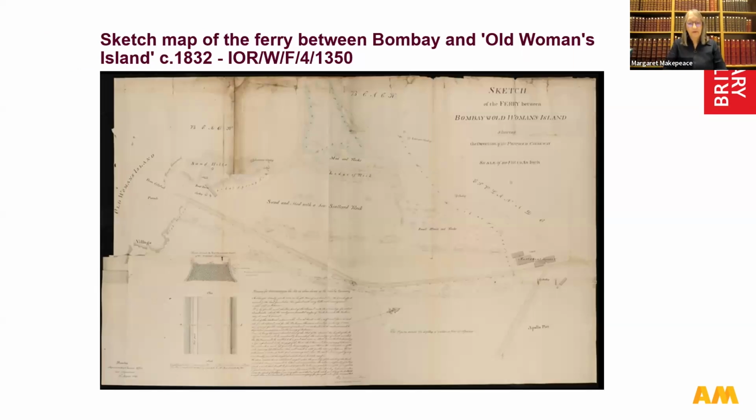The papers of the Board of Control include visual materials, as well as copies of administrative papers and correspondence. Here is a sketch map of the ferry between Bombay and Old Woman's Island. This is part of a file concerning proposals for erecting a causeway between Bombay Island and Colaba, including views of the European inhabitants of Colaba as to how it should be financed.